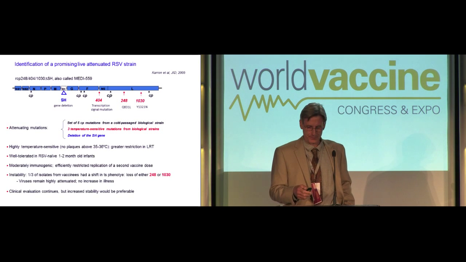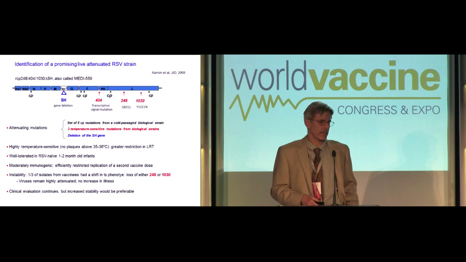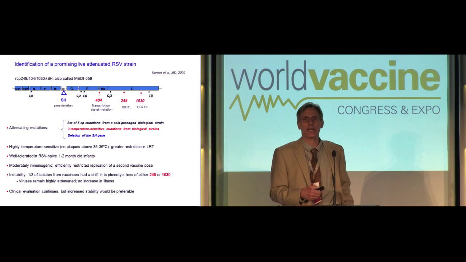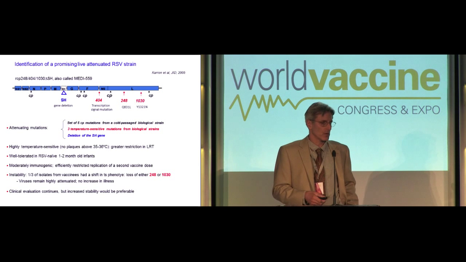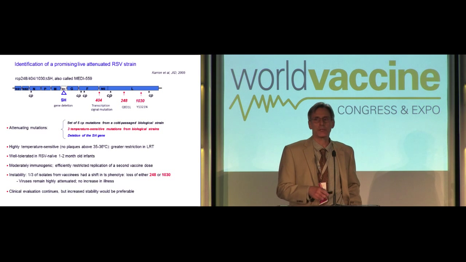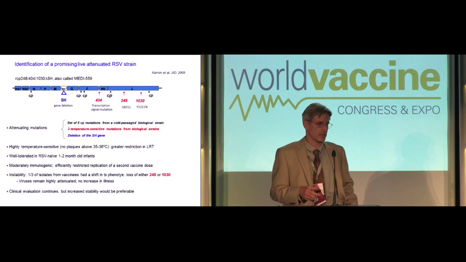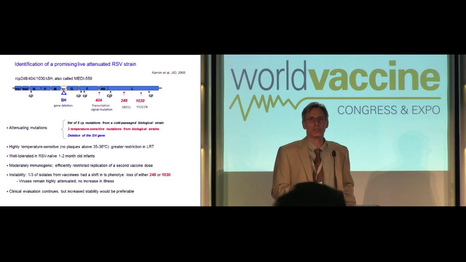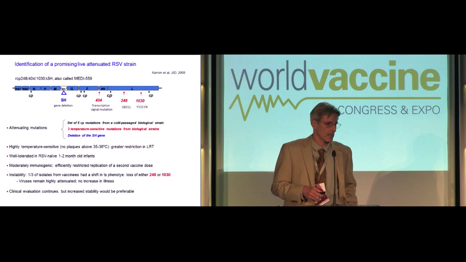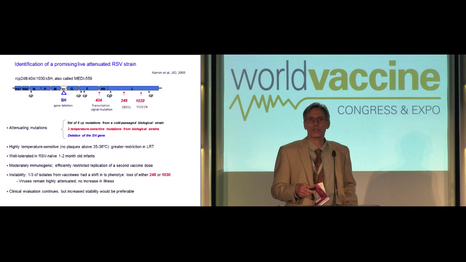So this was tested in a phase 1 study and all the way down to RSV naive 1 to 2 month old infants, and it was well tolerated. It was moderately immunogenic. It gave substantial restriction of a second vaccine dose, indicating there was protective immunity in most individuals. There was some genetic instability, so we observed a shift in some virus isolates, a temperature shift, and we identified reversion at one of two sites. These partial revertant viruses remained highly attenuated, and there was no increase in illness.